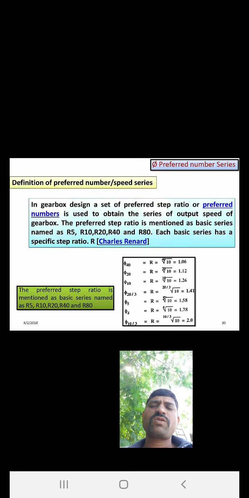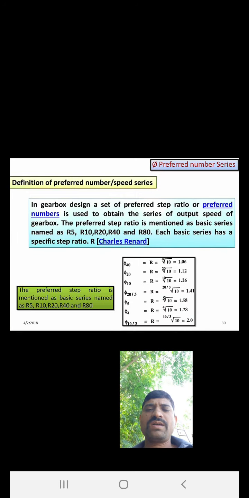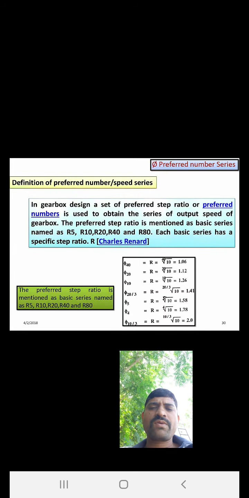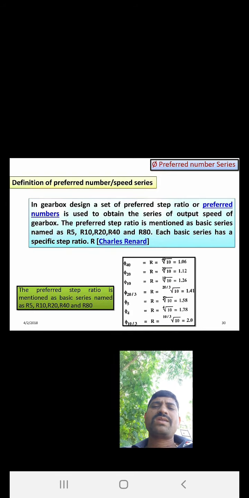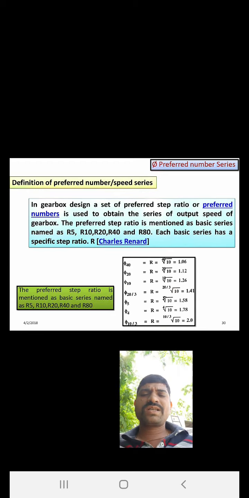If you are using a light motor vehicle, then you will get the R5 series. If you are using a heavy vehicle, then you will get the R40 series. Different series are given as per the application. We will see one example for phi. If you are given R40, then phi is the 40th root of 10. If you are given R20, then the 20th root of 10, again you will get 1.12. This way you should calculate the different values for the different series.